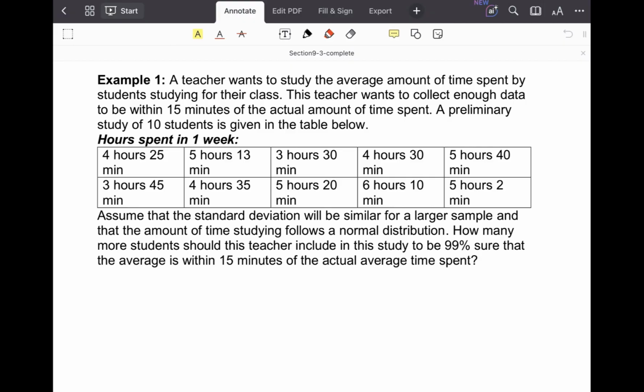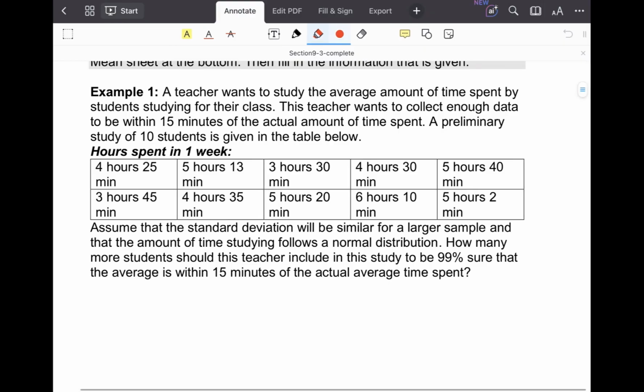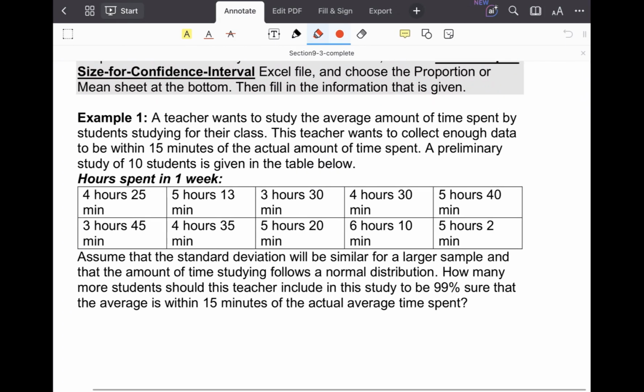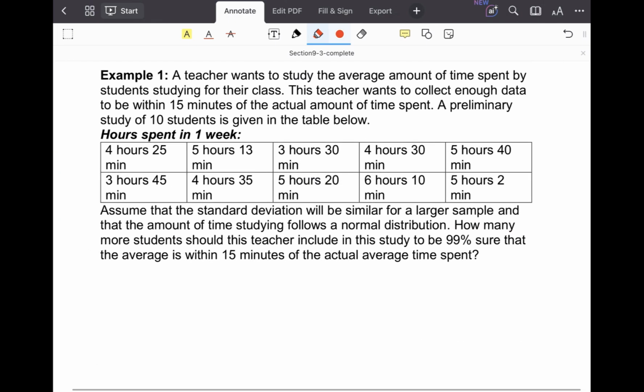Now, the first thing is I usually decide, what are we doing? Are we making a confidence interval or are we finding a sample size? It should be fairly straightforward, where whenever you hear how many or what sample size should be used, that tells us that we're finding the sample size. So we know the file that we're going to need to use, which in this case is the find sample size file.